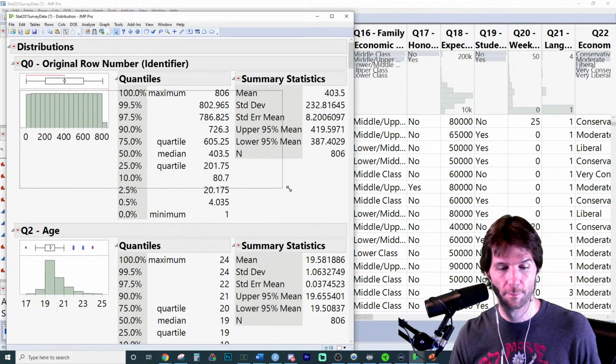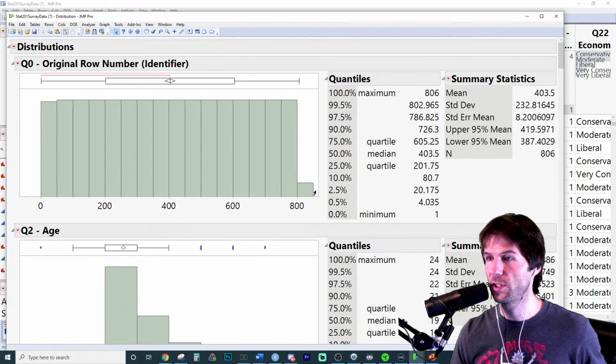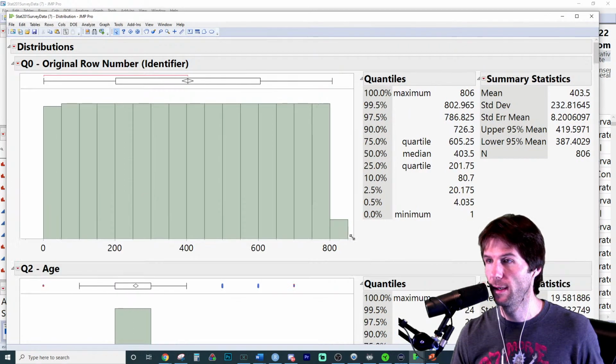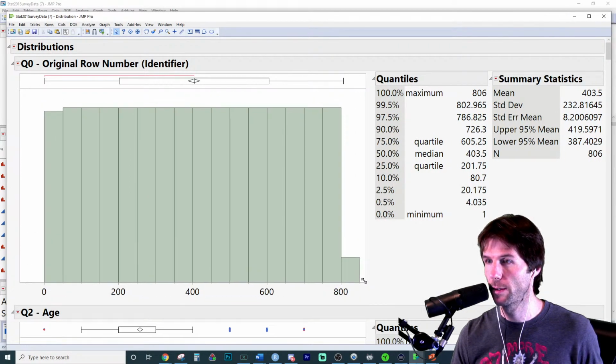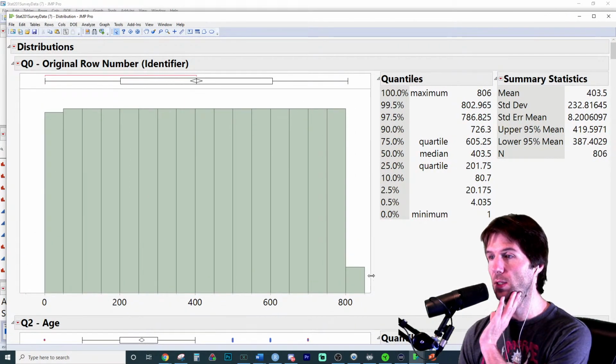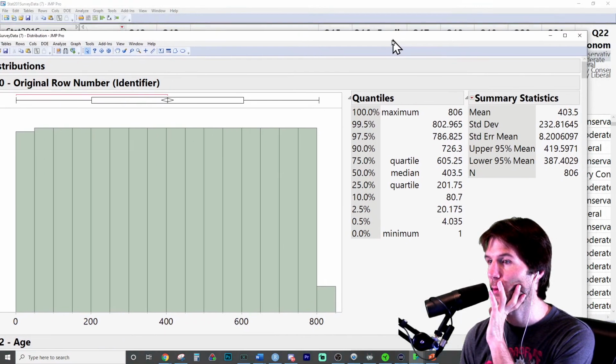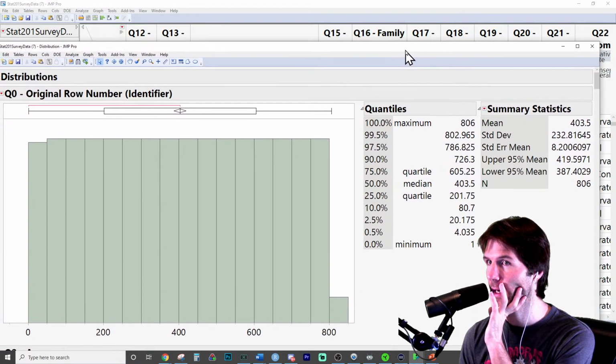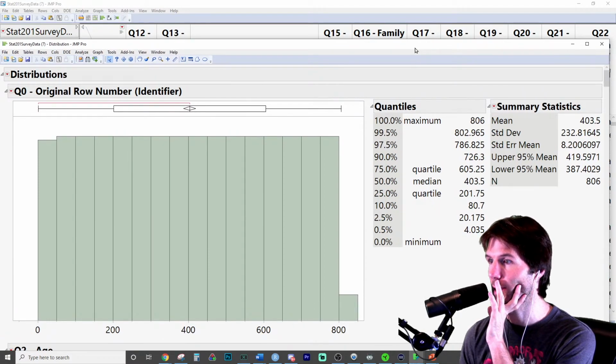Okay. So we're analyzing every single distribution right here. And we'll just get it nice and big so we can see each one. This data set for 100 points, we wouldn't analyze it. It's an identifier. This data set is 100% this.